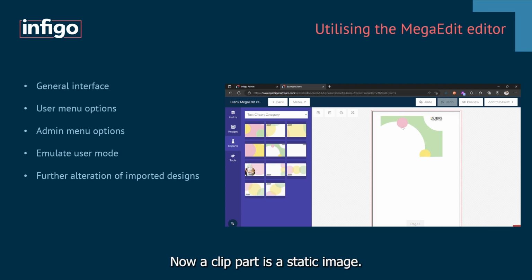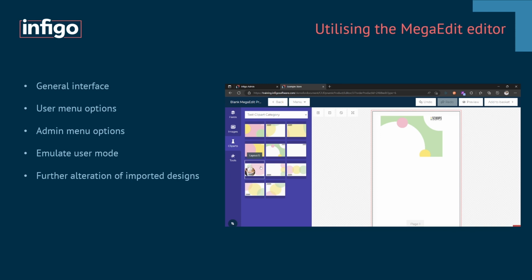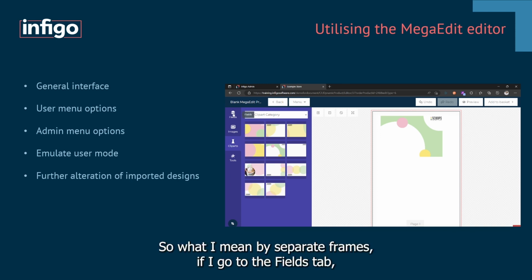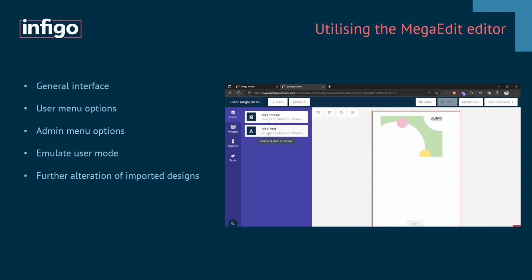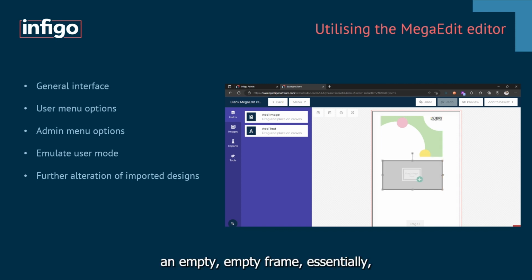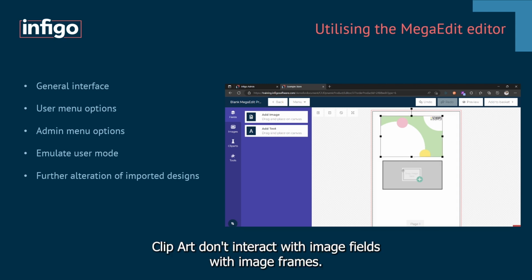Now, a clip art is a static image. It's something that the customer can just pick from, and it won't interact with separate frames. So what I mean by separate frames, if I go to the Fields tab, that's where we can add an image frame and a text frame. An image frame is considered more of an empty frame, essentially. So customers can upload their own images and add them to this section. Clip arts don't interact with image frames.